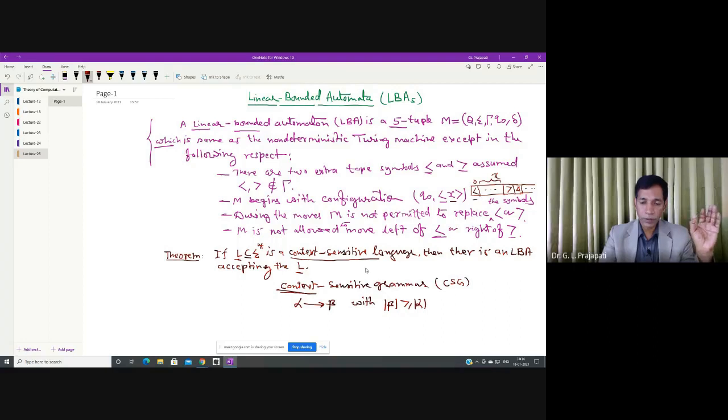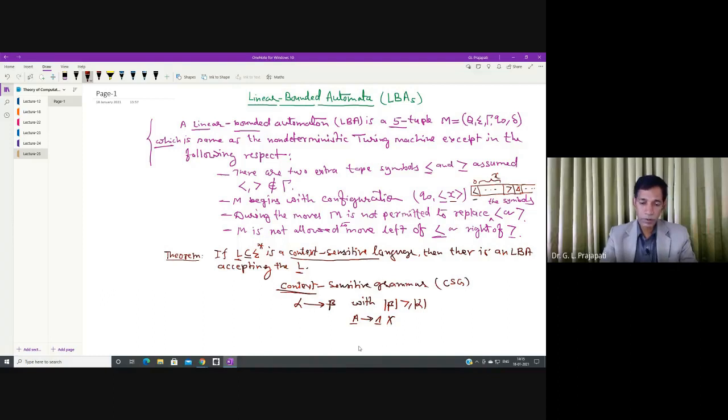This means a production of the form A derives null is not allowed in this kind of grammar. Why is it so? Because null has length 0, and A, here you have only one non-terminal, has length 1. So this string has length 1 and this string has length 0. So this is not permitted in the context sensitive grammar. You are not able to delete symbols in the context sensitive grammar. That's why the length of beta must be more than or equal to length of alpha.